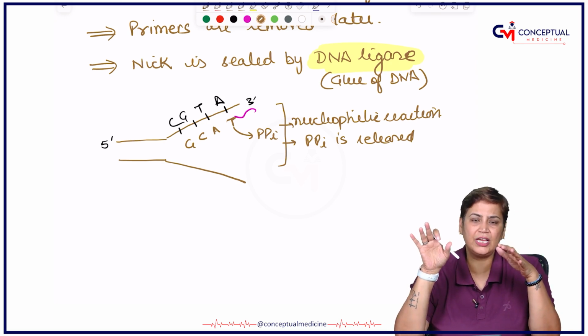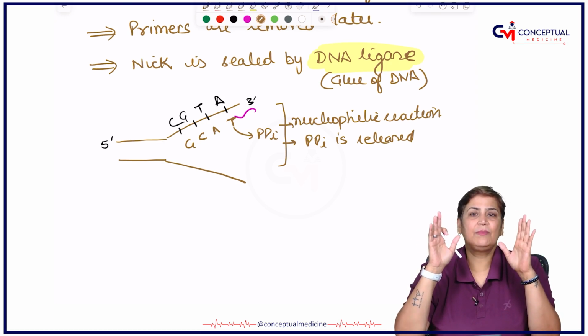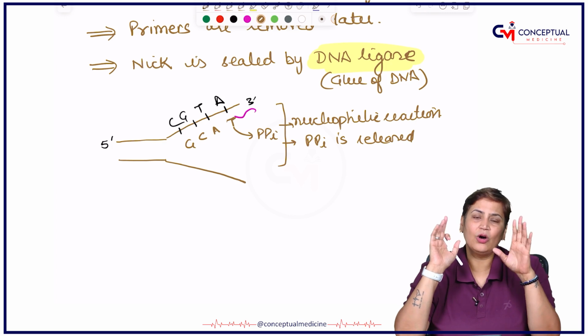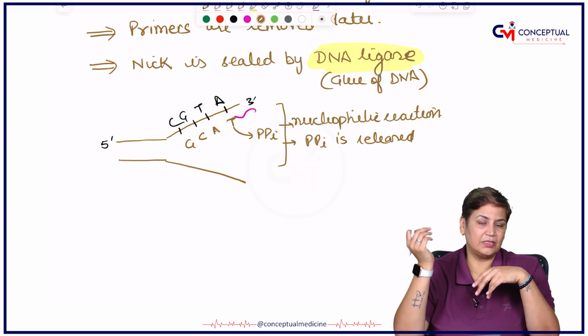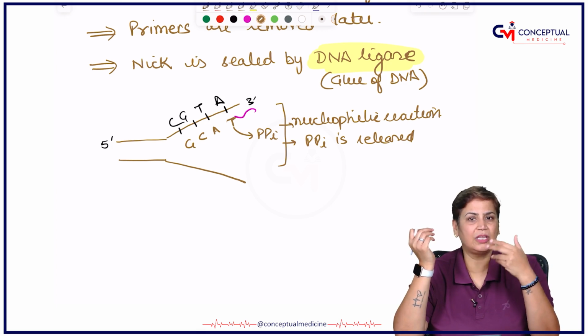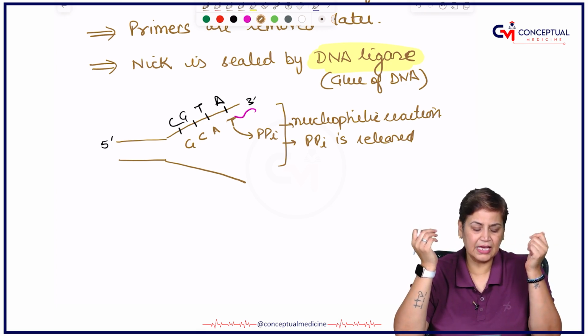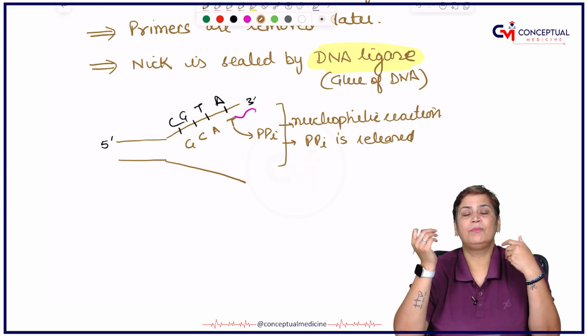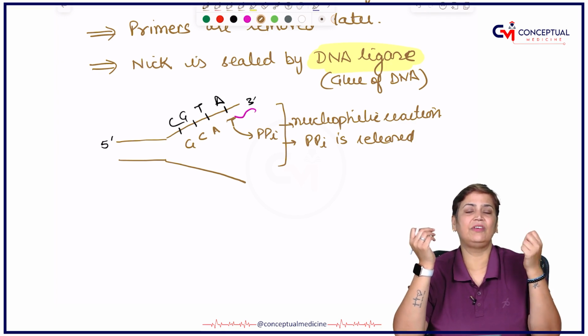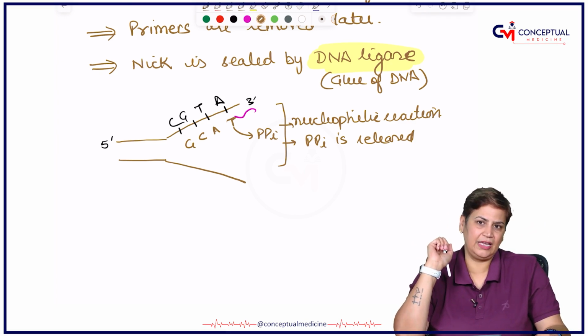How do you have to differentiate? Always remember, DNA polymerase 1 always helps in removal of the primers. 2 is responsible for the repair function. Repair function I will discuss here. And the third one is basically the enzyme which gives maximum processivity to DNA.